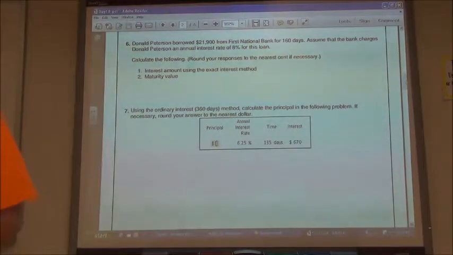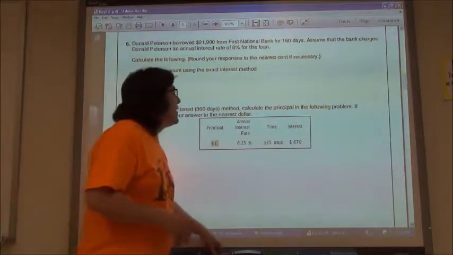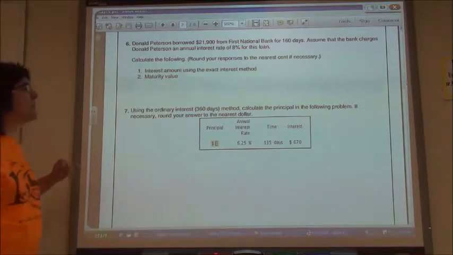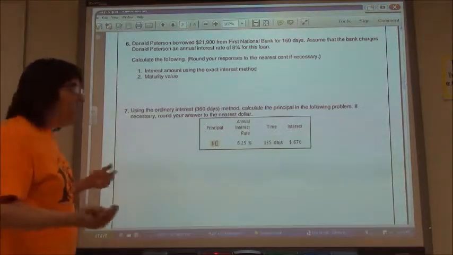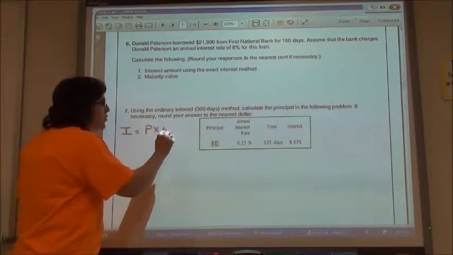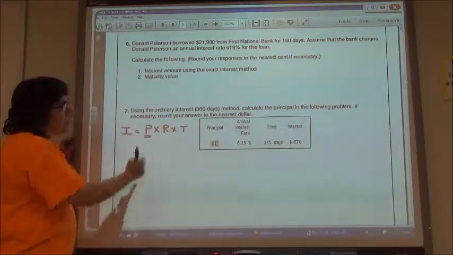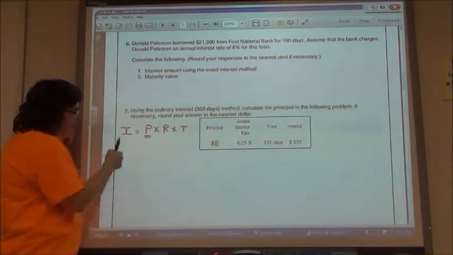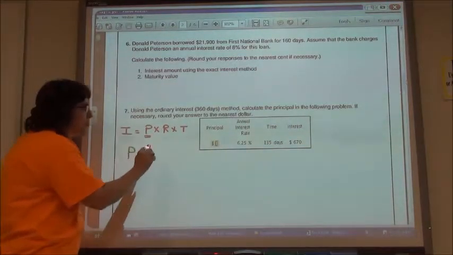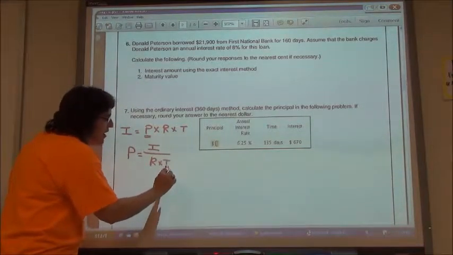All right, in number 7 it says, using the ordinary interest 360 days method, calculate the principal in the following problem. If necessary, round your answer to the nearest dollar. So if we think about our formula for interest, interest is equal to the principal times the rate times the time. If I want to solve this for the principal, I have to divide by the rate, divide by the time, so that my formula looks like this. The principal is equal to the interest divided by the rate times the time.